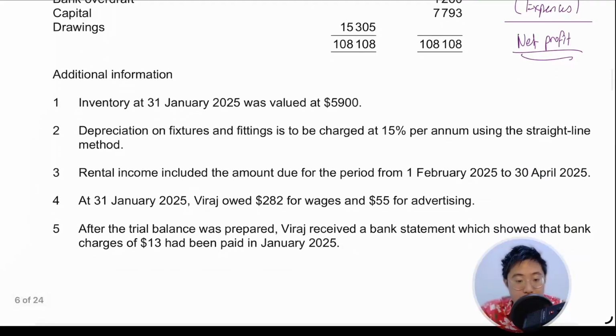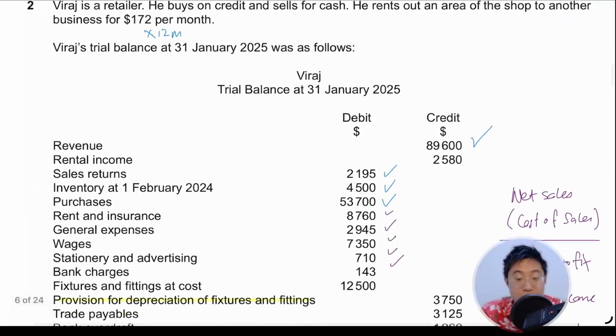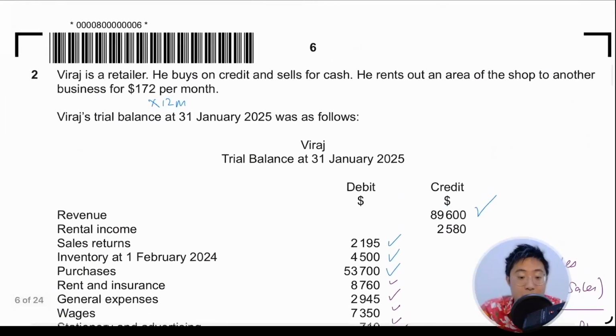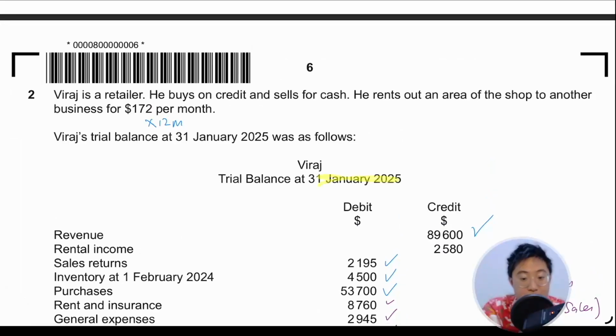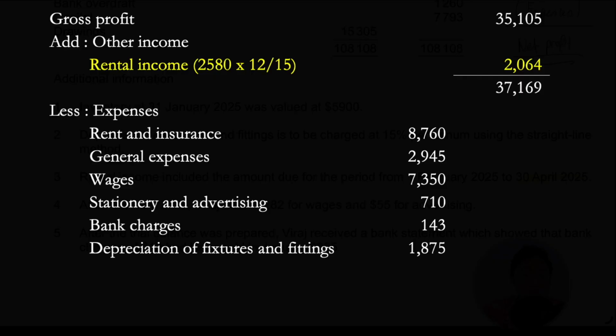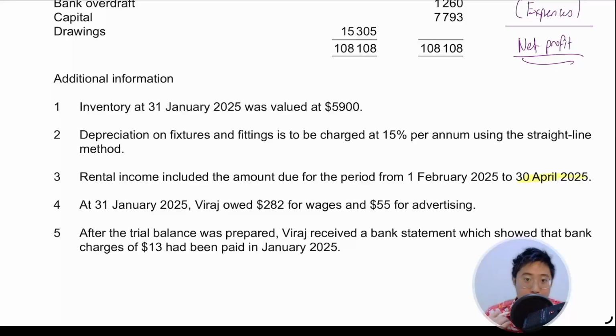Next, rental income cover the period from 1st February to 30 April. The rental income is 2,580. It has already been paid extra because our year ends at 31st January 2025, right? We paid till 30th of April. That's an extra 3 months that the tenant prepaid. That means we owe the tenant back instead of them owing us. It's a current liability. It's a liability. But why is it current? It's because it's due less than 12 months. Okay? And then what else?